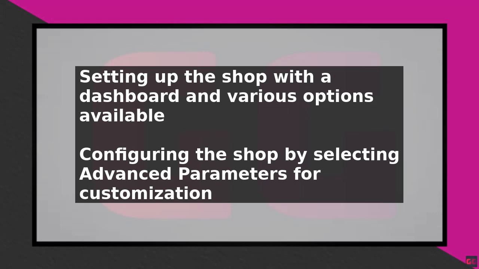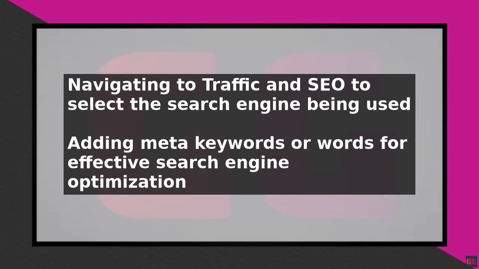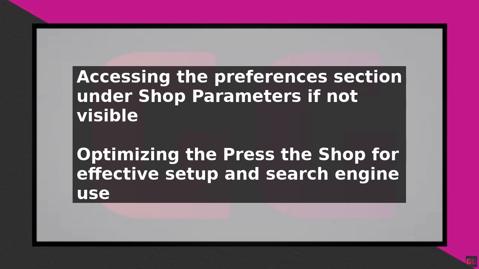Once installed, set up your shop, which will have a dashboard with various options, including Sell, Improve, and Configure. To add keywords, go to Configure and then select Advanced Parameters, where you can find options such as Information, Performance, Administration, and Email. If the Preferences section is not visible, check under Shop Parameters, but it should be accessible after installing the full version.